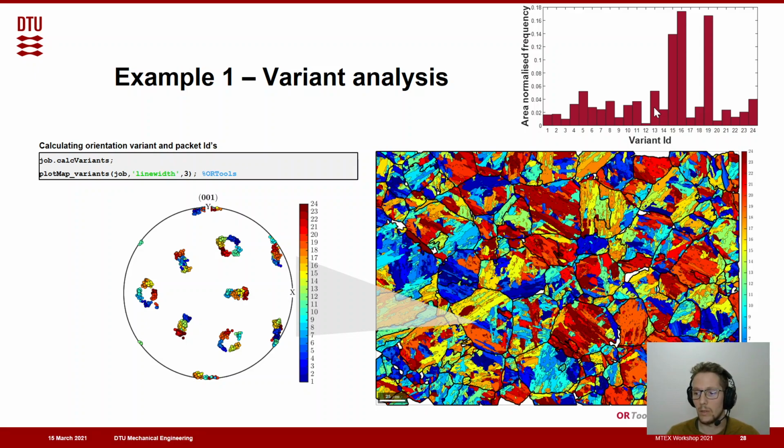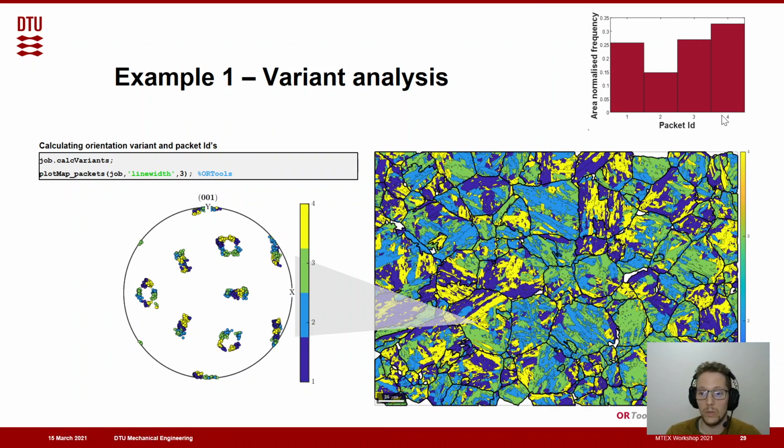So let's now have a fast look at variant analysis, and here we want to showcase some ready-made functions from ORTools as well. So we can use the command calc variant, and then we can plot a map of the variants. And this is then the map, and we have the prior austenite grain boundaries on top of that, and we can see the variants colored from 1 to 24. And then we can also go to different grains and look at the variants in a pole figure. And we can get an area-normalized frequency map for a certain grain to see which variant has been most dominant in that grain. We can do the same thing with the packet IDs. So here we have the 4 packets, and we can get the pole figure for that and a histogram with that.